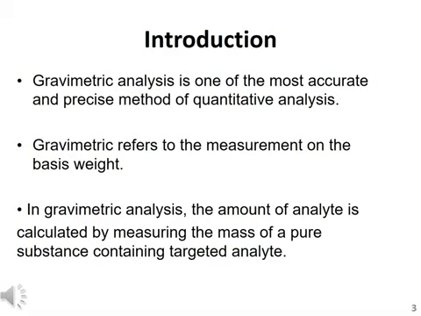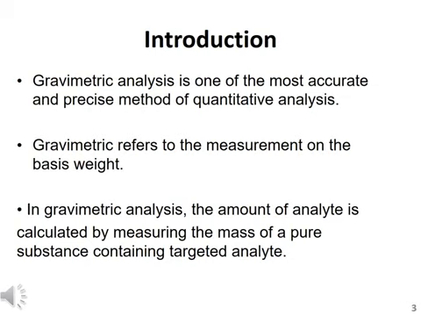In gravimetric analysis, the amount of analyte is calculated by measuring the mass of a pure substance containing the targeted analyte. In gravimetric analysis, we are mainly concerned with the formation of precipitates. These precipitates are insoluble in the mother liquor.